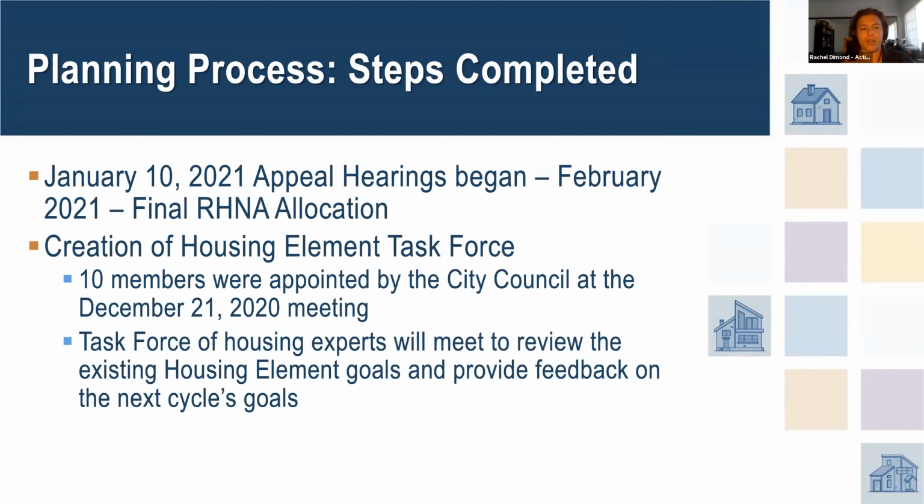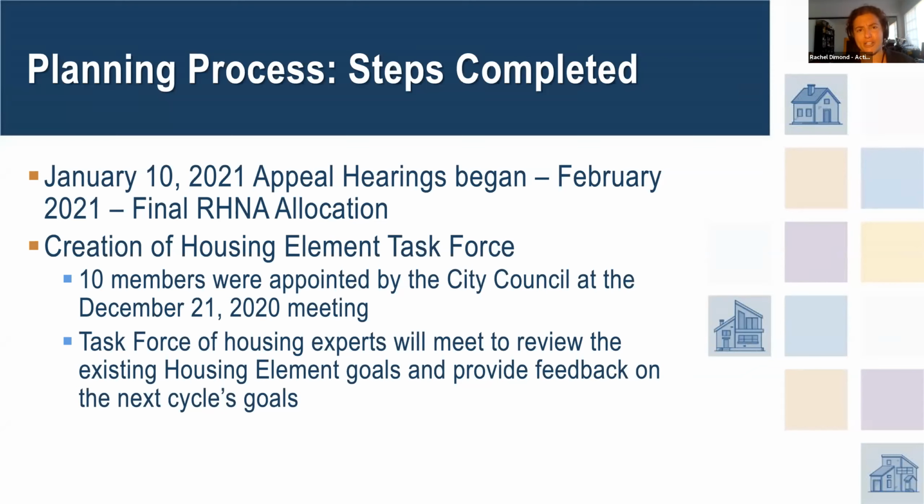So there were a number of steps that were already taken thus far in the planning process. As far as RHNA, as many of you may know, the city had elected to appeal our RHNA allocation, but ultimately the city council rescinded that appeal. So right now what's happening is all of the other communities in our 7-county region are in the process of appeals. We have appeal hearings that started, I believe, last week and will continue through February. And once those appeal hearings are done and determinations are made, then we'll get a final RHNA allocation.